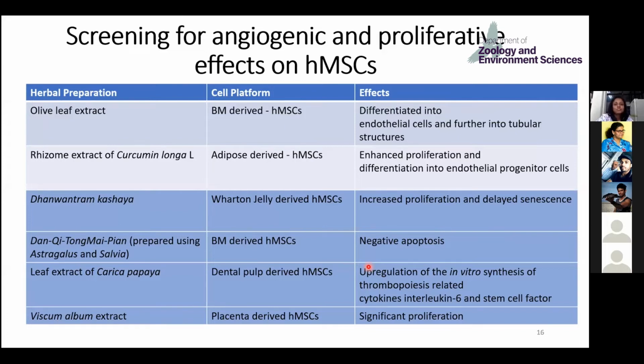Then moving on to angiogenic and proliferative effects of herbal preparations on these mesenchymal stem cells. The list goes on: olive leaf extract, curcumin, a kashaya and a Chinese herbal preparation, leaf extract of Carica papaya, and Viscum album extract. Here again we can see the cell platforms or sources of cells differ very much from each other: bone marrow, adipose, Wharton jelly, dental pulp, and placenta.